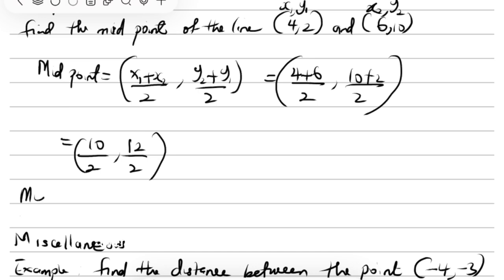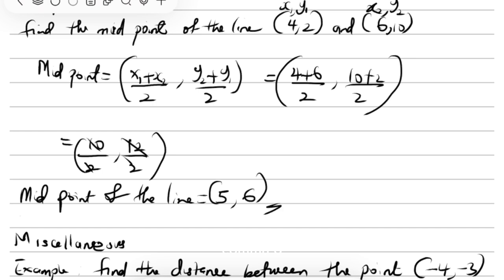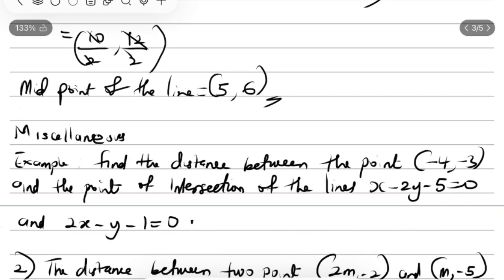So the midpoint of the line is going to give us this here. 10 divided by 2 is 5. Then 12 divided by 2 is 6. So the midpoint is (5, 6).